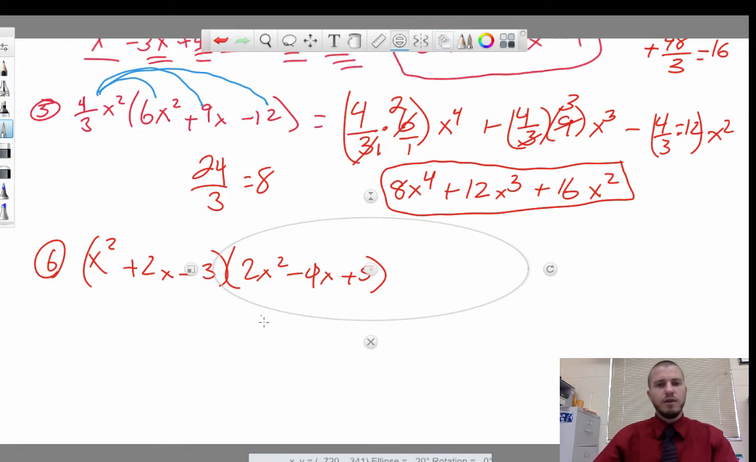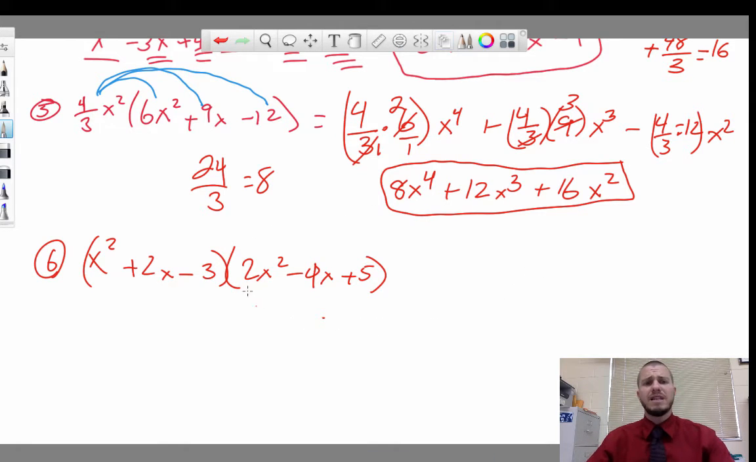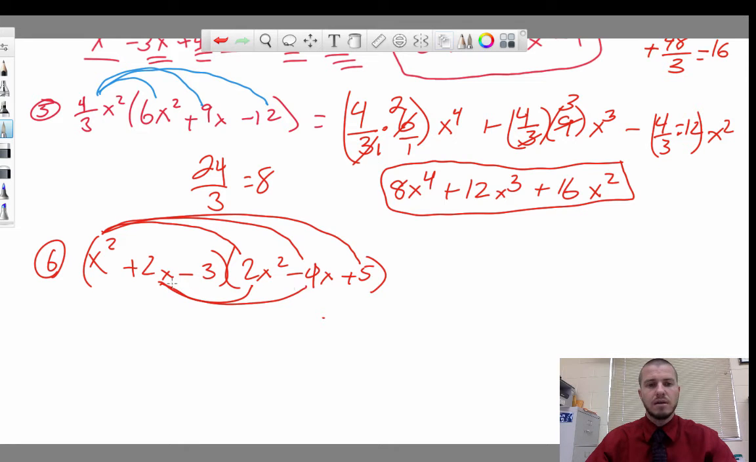And so for this one, it's a little bit different than what you saw, but you're still doing the same thing. The concept is the same. I'm distributing each term to each part in the other polynomial. So first distribute the x squared, then distribute the 2x, then distribute the negative 3. So I have x squared times 2x squared is going to become 2x to the 4th because I'm adding those exponents. X squared times negative 4x becomes negative 4x to the 3rd. And x squared times 5 is 5x squared.